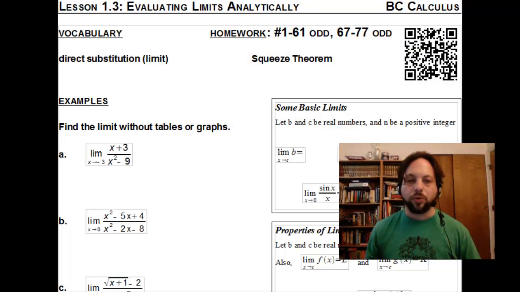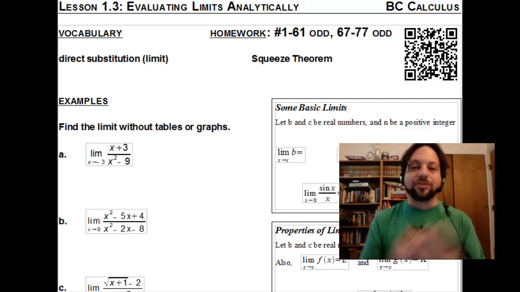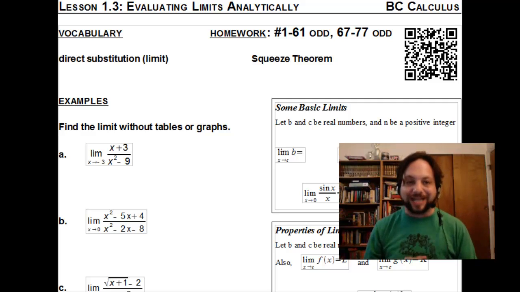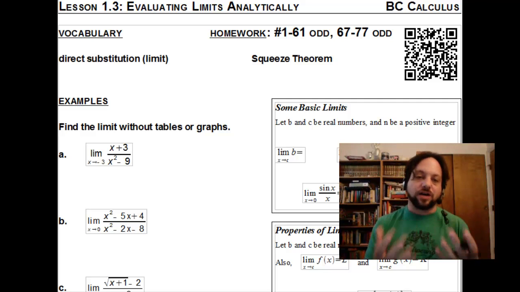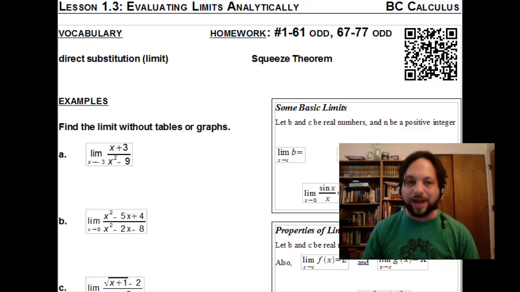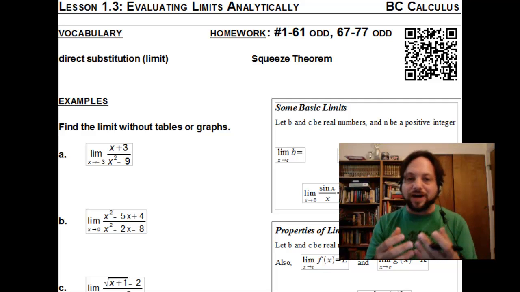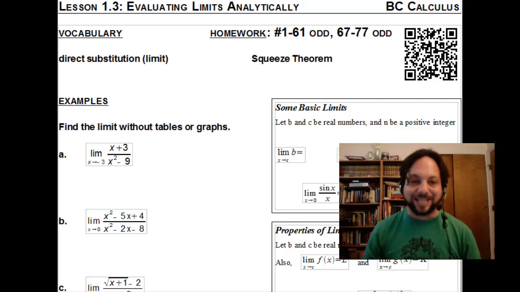In Lesson 1.3, Evaluating Limits Analytically, we'll see how to use your already gathered algebra and precalculus knowledge in order to find limits without having to use numerical tables or graphs or anything complicated like that. We'll simply use the knowledge you already have to somehow simplify or break down a function so that we can find its limit through a method of direct substitution, which fortunately we already talked about in the last lesson.